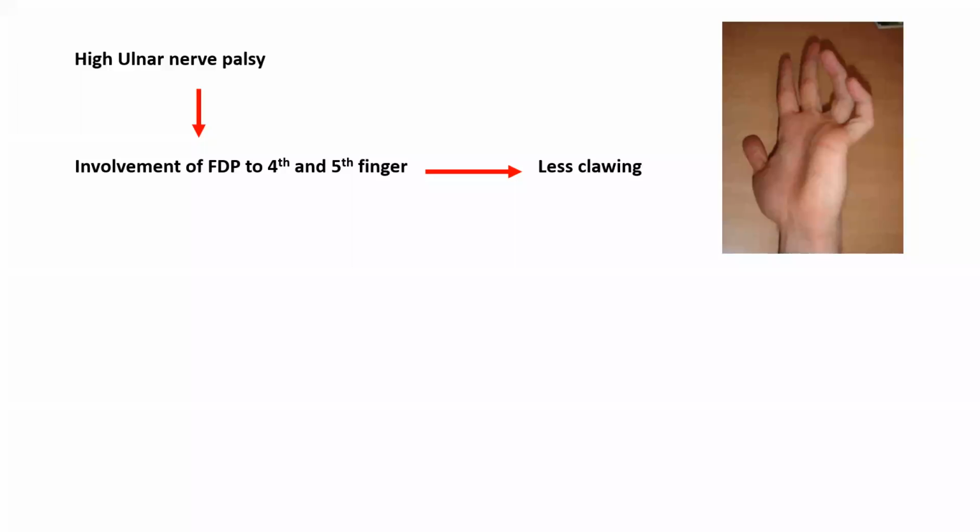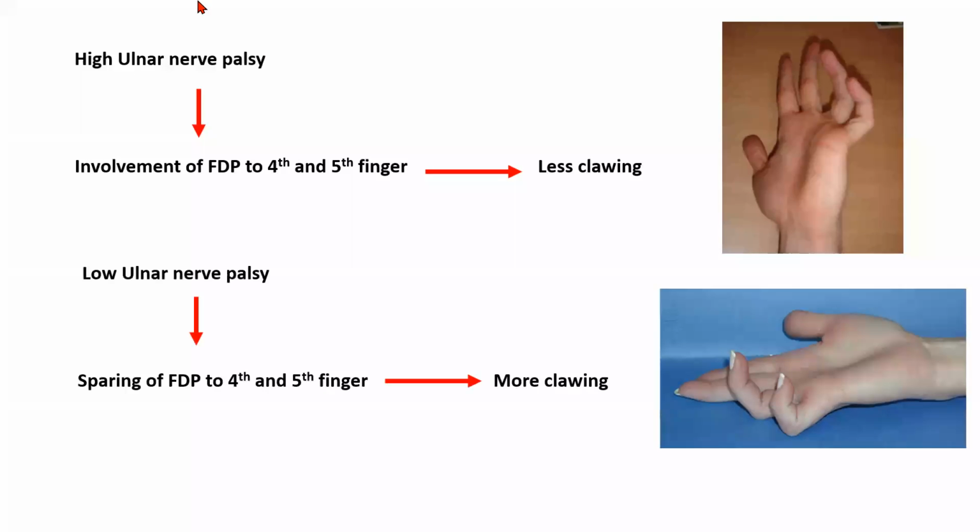Whereas in low ulnar nerve palsy, there is sparing of the FDP because the lesion of the nerve is at the level of the wrist, and the FDP, which is in the forearm, is spared, so it will still function. So the FDP tendon will cause flexion of the IP joint, and this causes more clawing. Are you able to understand? In case of high palsy, since involvement of FDP is present, there is less amount of clawing.